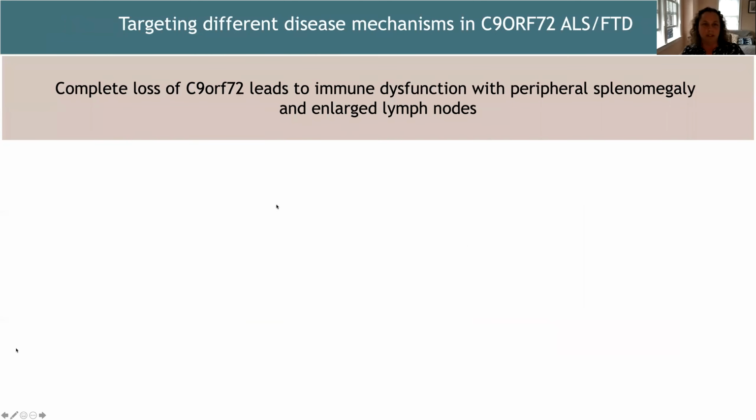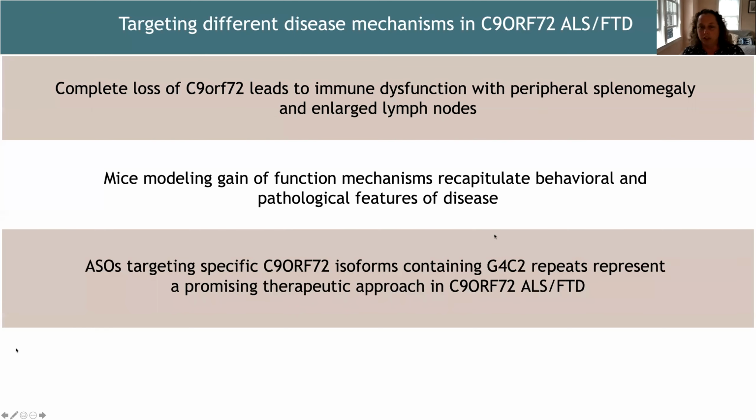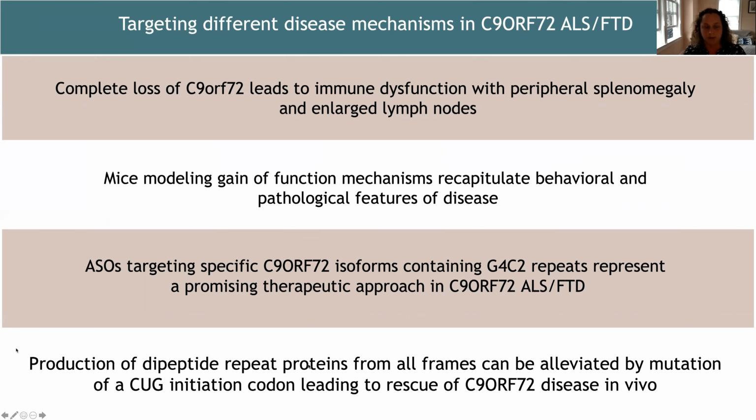So I'm going to finish with this conclusion slide, where I've shown you that complete loss of C9orf72 leads to immune dysfunction with peripheral splenomegaly and large lymph nodes. The mice modeling gain of function mechanisms recapitulate behavioral and pathological features of disease, and ASOs targeting specific C9orf72 isoforms containing G4C2 represent a promising therapeutic approach in C9 ALS/FTD. And more recently, we have evidence that production of the dipeptide repeat proteins from all frames can be alleviated by mutating the CUG initiation codon, and that leads to the rescue of the C9orf72 disease in vivo.